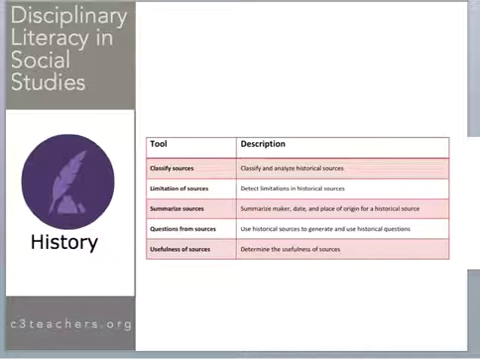The next subsection in the history strand is focused on historical sources and evidence. In some ways, this is the heart and soul of literacy in history. And given the role of history in the curriculum, by extension, this is in many ways the heart and soul of what we do in social studies.